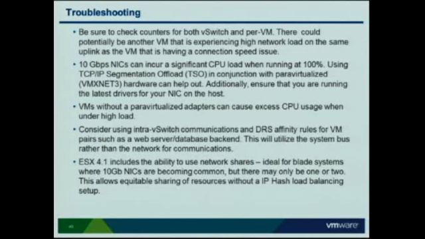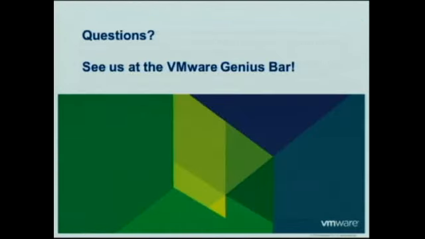ESX 4.1 includes the ability to use network shares. This is ideal for blade systems where we've only got a couple 10 gigabit NICs. So it's becoming common. If you haven't looked into it, definitely give it a look. That way you can ensure that no one service stomps over the other.